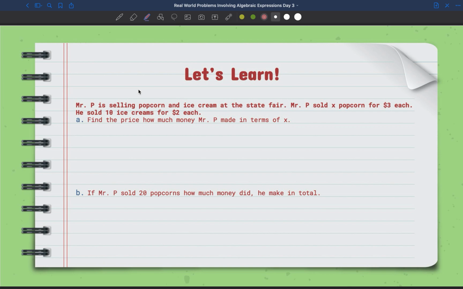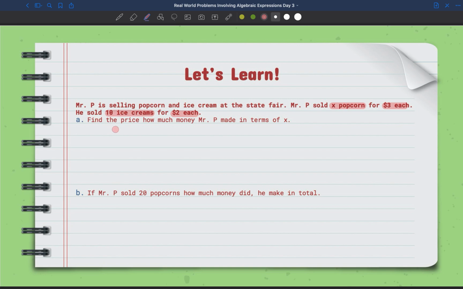Looking at number 1, it says Mr. P is selling popcorn and ice cream at the state fair. Mr. P sold X popcorn for $3 each. He sold 10 ice creams for $2 each. So first we need to highlight all of our key details. So we know that Mr. P sold X popcorn at $3 a piece, and he sold 10 ice creams for $2 each.